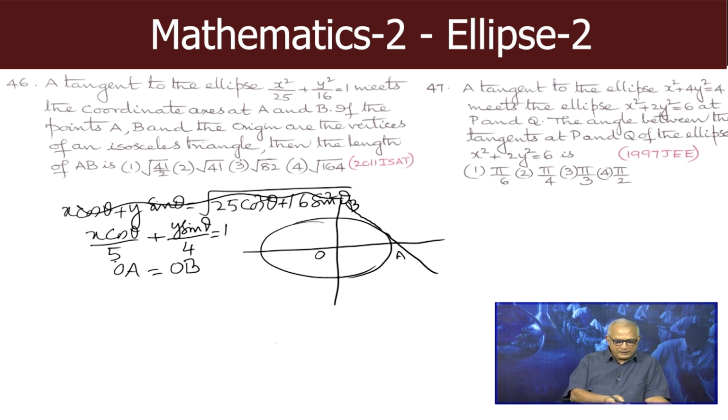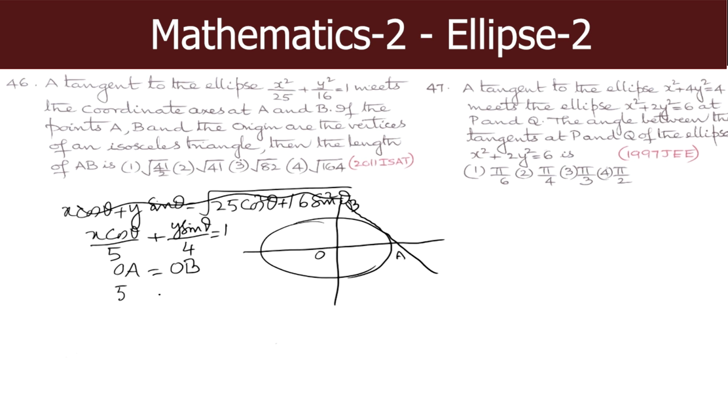But what is OA here? 5 secant theta. Let us take it in the first quadrant, so there is no need to put a modulus sign. 5 secant theta is equal to 4 cosecant theta, that is OB, or tan theta equals 4 by 5.